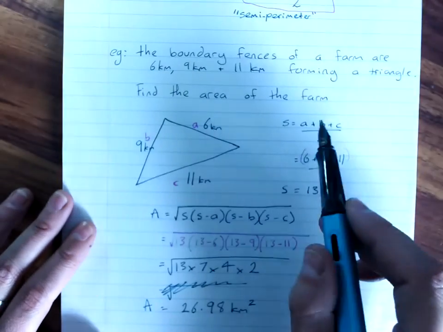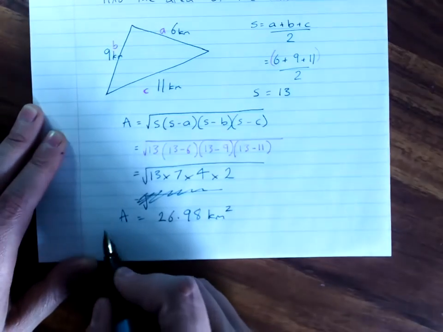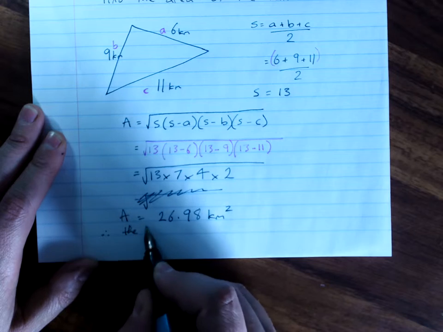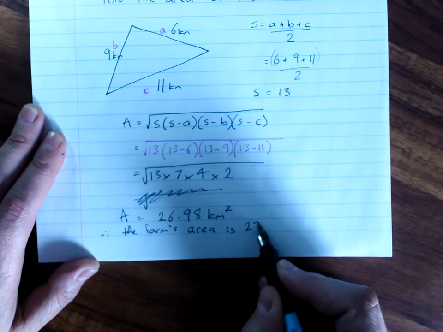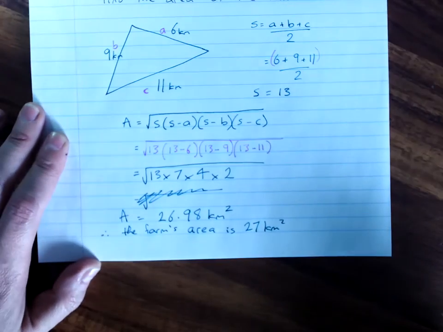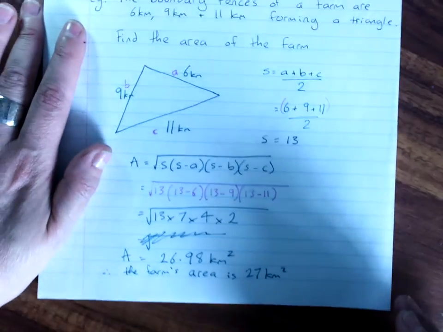And so find the area of the farm. It was a word question, so we'd give a word answer. Therefore, the farm's area is 27 kilometres squared. So that is Heron's formula for finding the area of a triangle.